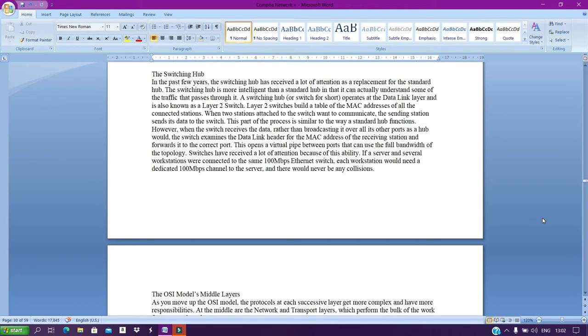The switching hub. In the past few years, the switching hub has received a lot of attention as a replacement for the standard hub. The switching hub is more intelligent than the standard hub in that it can actually understand some of the traffic that passes through it. A switching hub, or switch for short, operates at the data link layer and is also known as a layer 2 switch. Layer 2 switches build a table of the MAC addresses of all the connected stations. When two stations attached to the switch want to communicate, the sending station sends its data to the switch. This part of the process is similar to the way a standard hub functions.